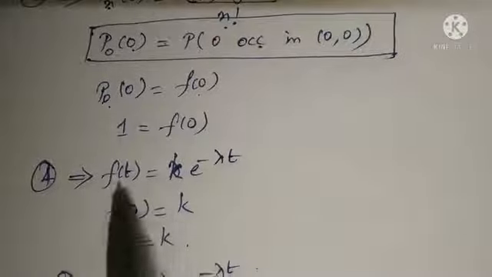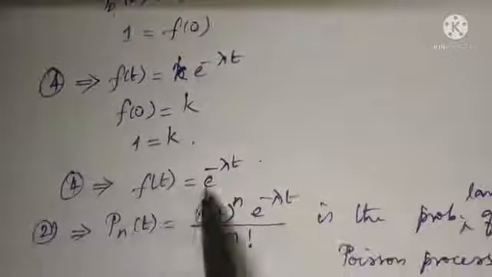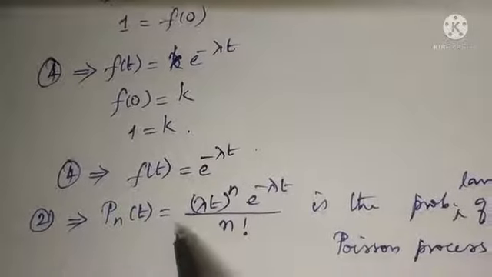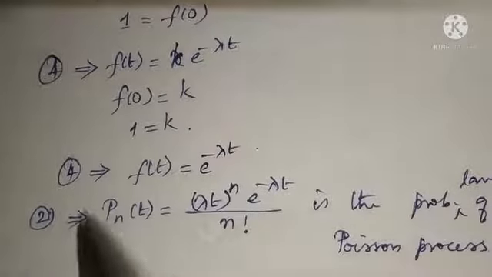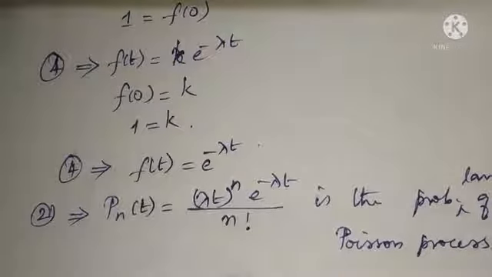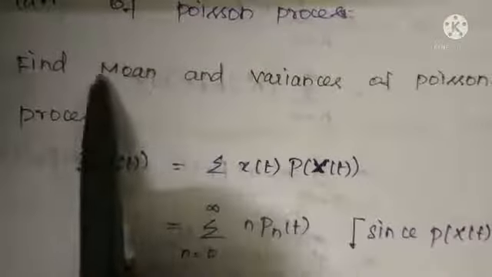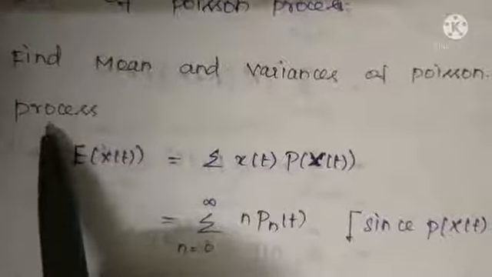Now let us take f of t, the fourth equation. Put t equal to 0. Just now we got the answer: k becomes 1. So when you substitute this f of t in the assumption, which I assumed as the solution, it completes the probability law of Poisson process. Let us prove next the mean and variance of Poisson process.